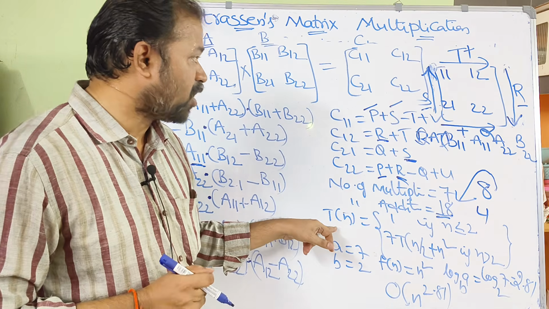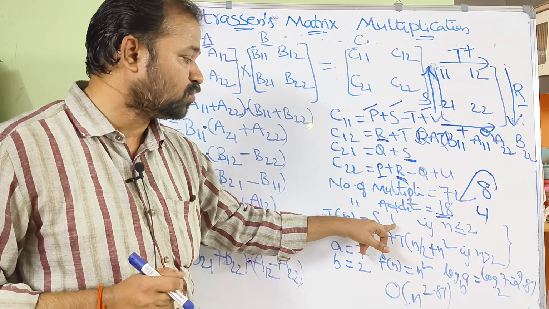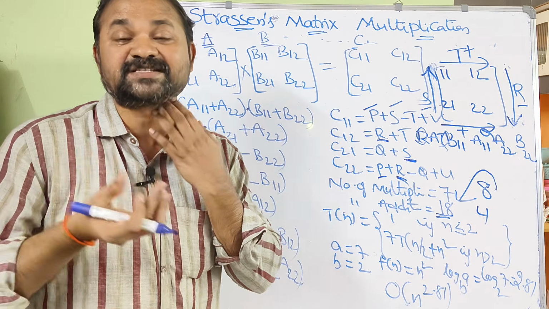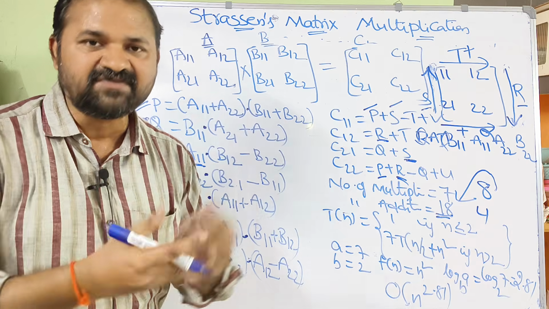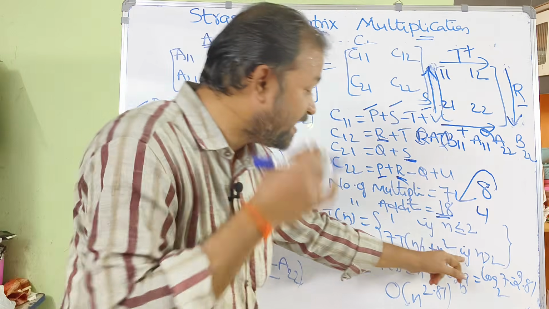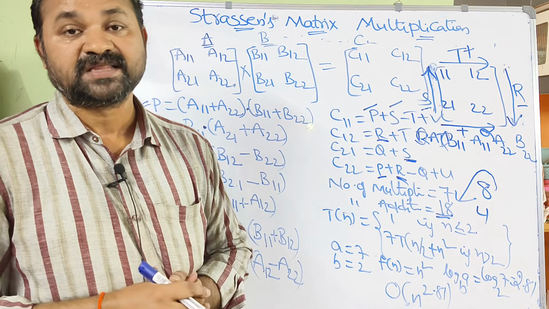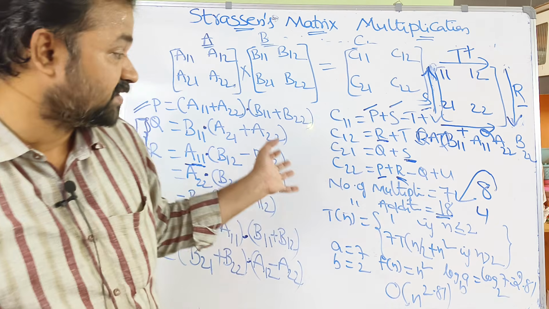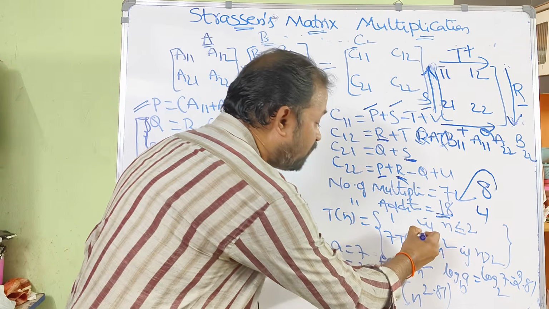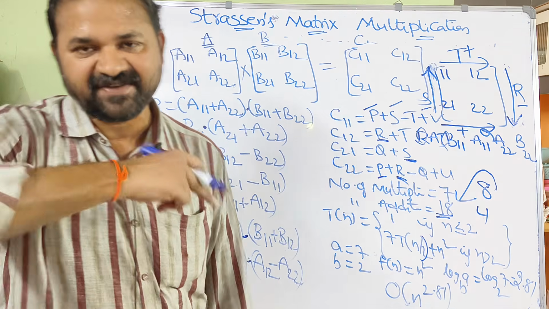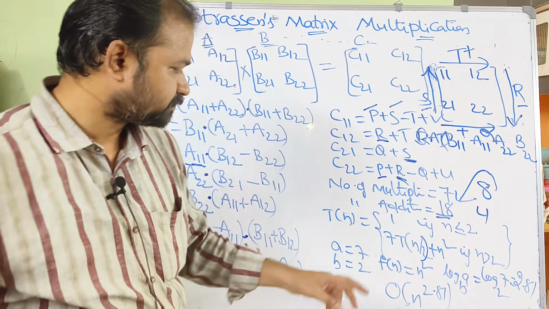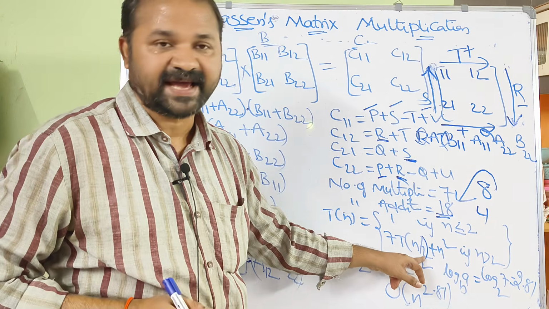Now let us see the time complexity. So T of n equals 1 if n is less than or equal to 2. If n is less than or equal to 2, the problem size is small, so directly we will get the solution. So 1 unit of time is required. Whereas if n is greater than 2, then how many multiplications are required here? Here totally we require 7 multiplications. 7 into T of n by 2, because we are dividing the matrix into 2 parts. So 7 into T of n by 2.